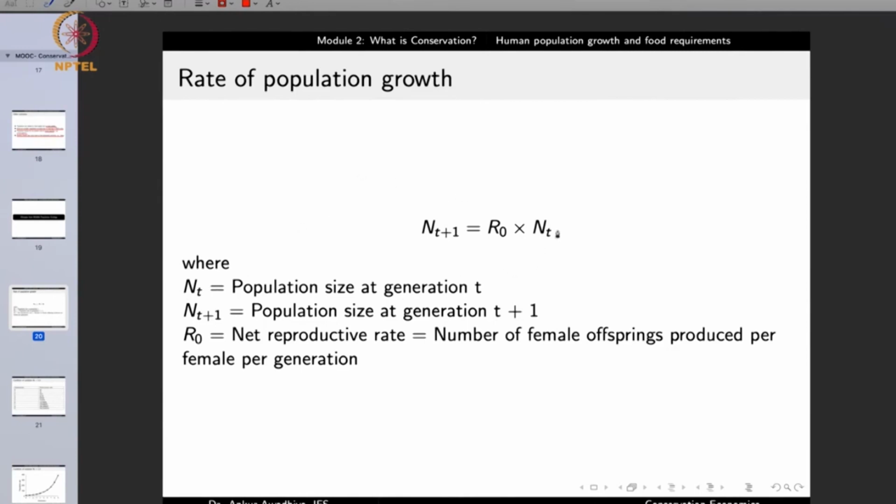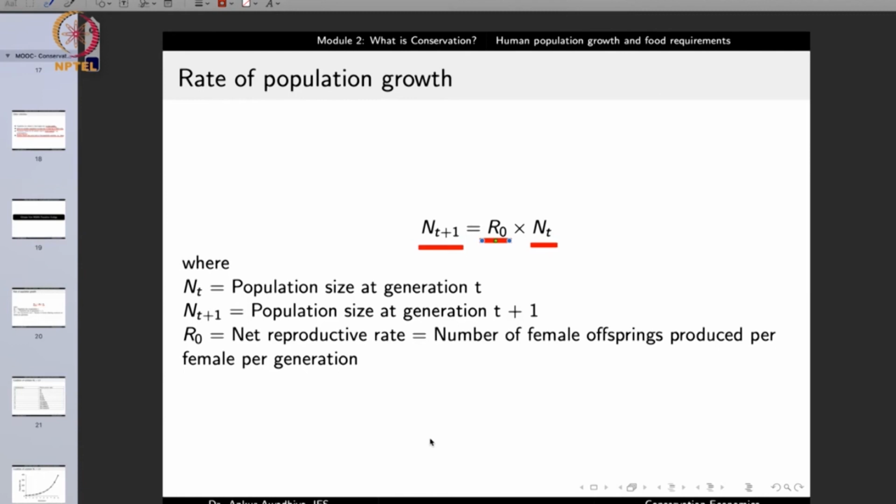So, N at time t is the population size at time t. N at time t plus 1 is the population size at time t plus 1, and R naught is the constant, which in the case of population ecology we call the net reproductive rate. So, reproductive rate can also be expressed as the number of female offspring that are produced per female per generation. Now, this we represent in terms of females because females give birth, and so if we know the number of females that have been born per female in this generation, it gives a very good idea of the rate of population growth. So, this is how we represent it in the case of population ecology.